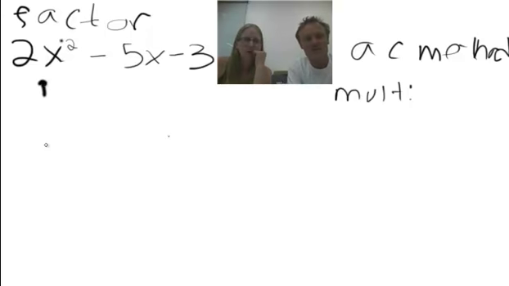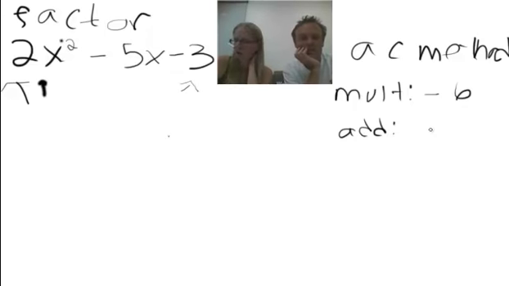Okay, so the first one. We want two numbers that multiply to the first one times the last one. So 2 times negative 3. I always write it down over here on the side so I don't lose the number that I'm thinking of. That's the negative 6. But you also need two numbers that add up to negative 5. And that's the number in the middle, the middle coefficient.